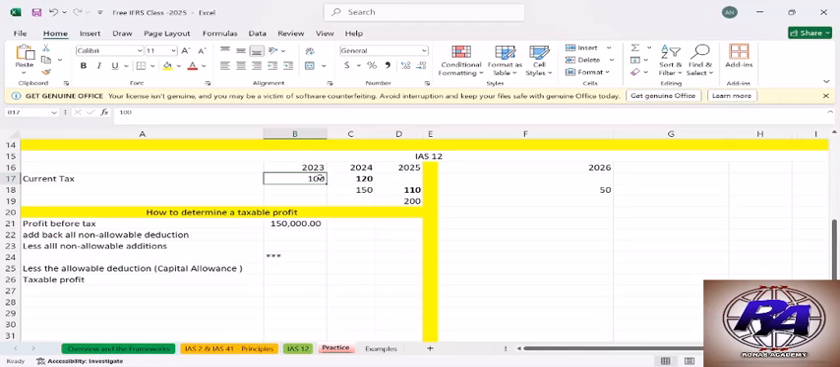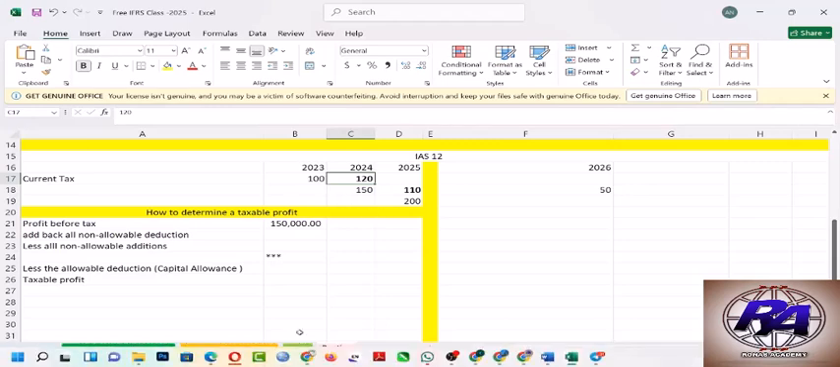Anytime what you provided for is lesser than what the tax authorities demand that you pay, so what we provided for here is 100, but what the tax authorities are demanding that you pay is 120, we call it under provision of tax. So under provision is, let me put it here.